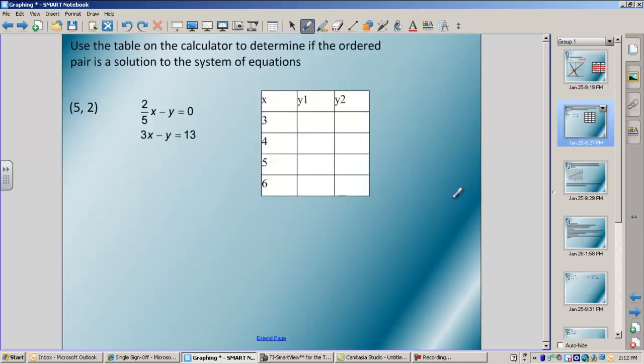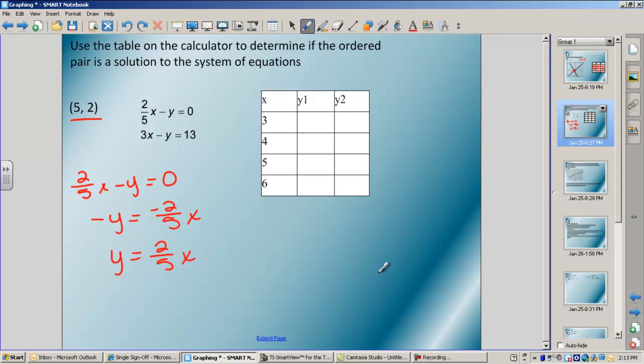Let's do another one. So we're going to use a table to determine if this ordered pair is a solution. So we're going to check to see if this ordered pair really works, but I can't do anything with these yet. They've got to say y equals. So this first one, 2/5 x minus y equals 0, I need y to be by itself. So I'm going to solve this for y. So I subtract 2/5 x, and then I'm going to have to change all the signs so I have a positive y. So there's the first one.